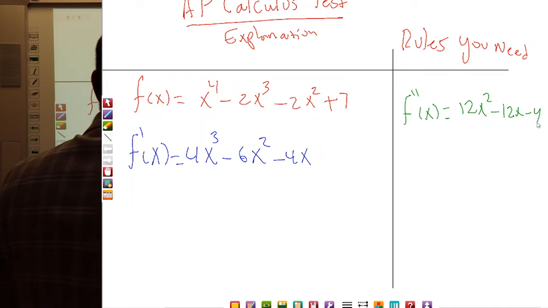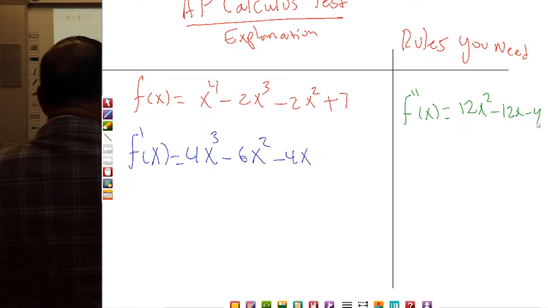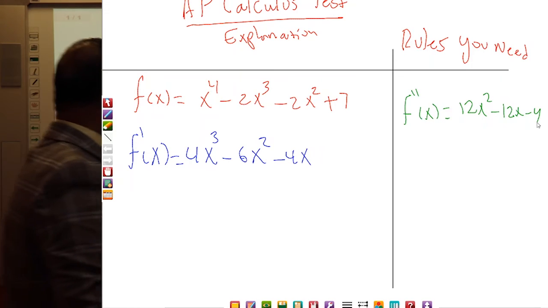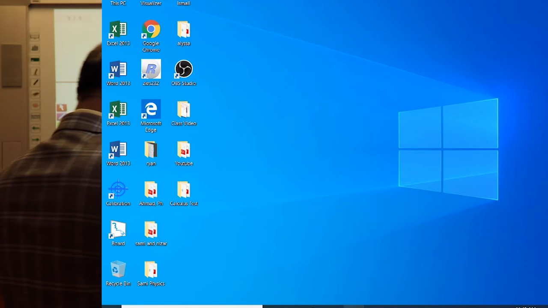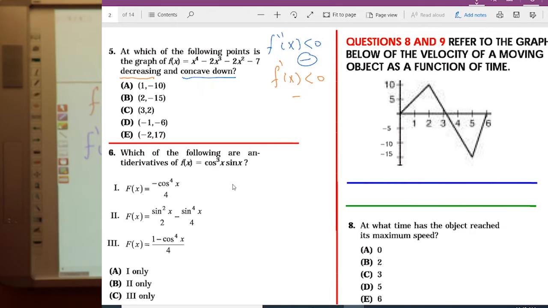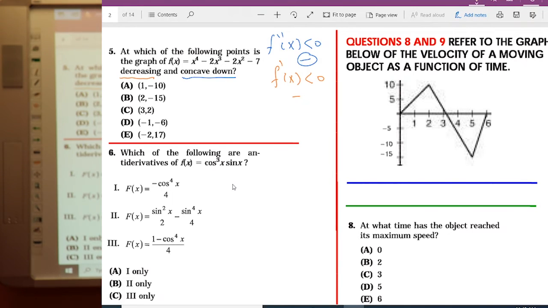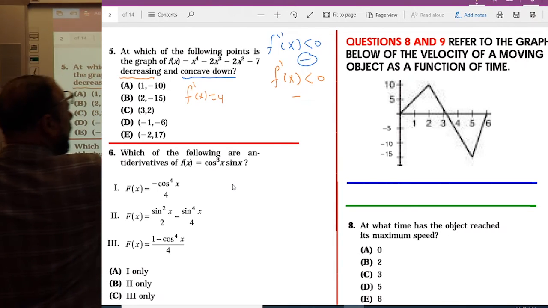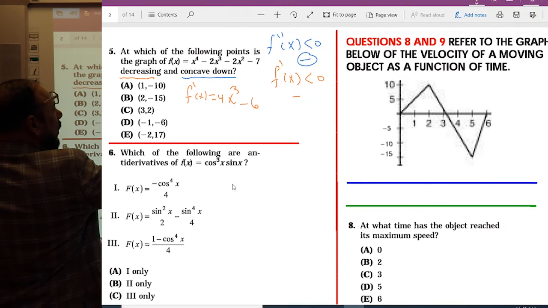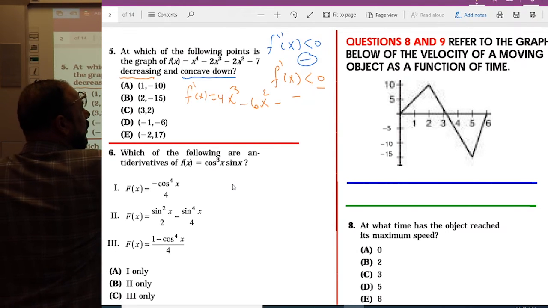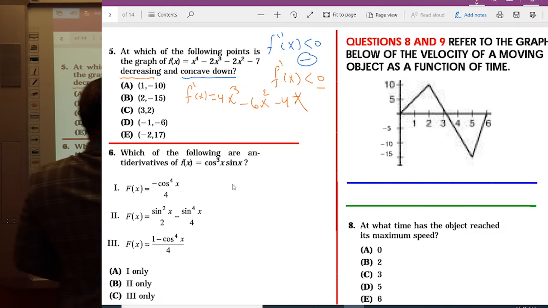Now my choices here, I need to try my choices, see which one gives me negative for this and which one gives me positive, right? Then I have the two derivatives in front of you. If I try this number, I'm going to put the derivative again here. f prime of x equals what we made? 4x cubed minus 6x squared. I think it's minus 4x.